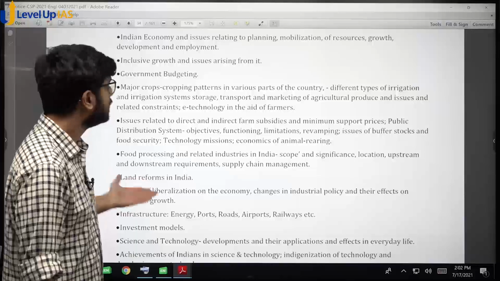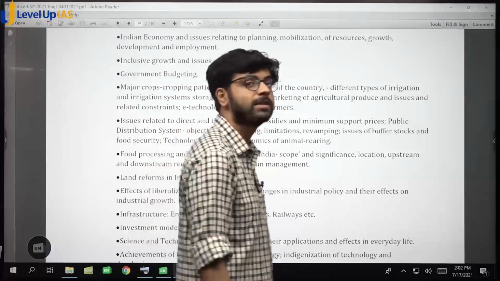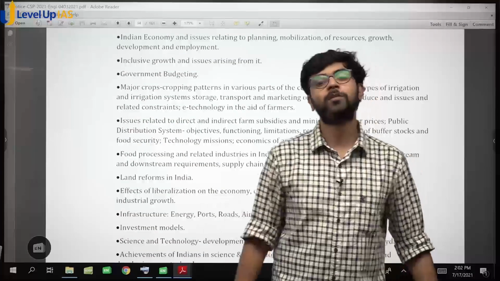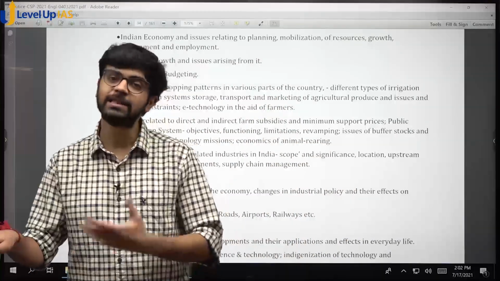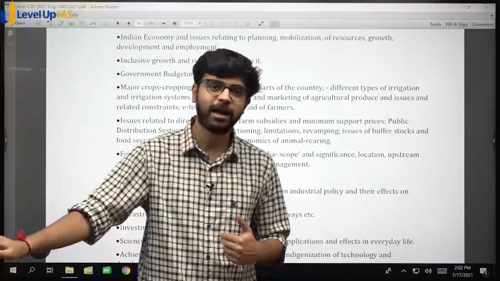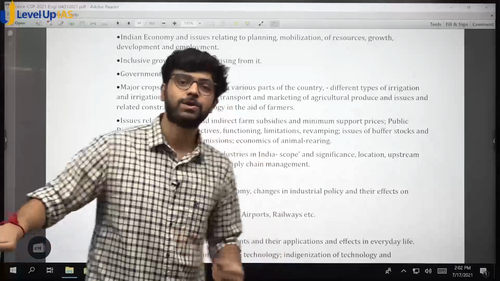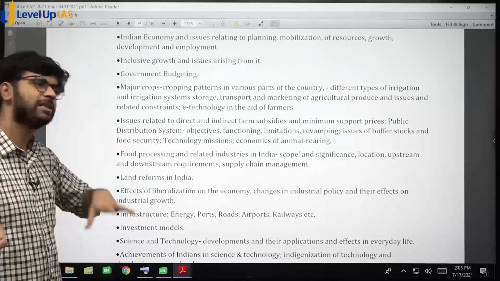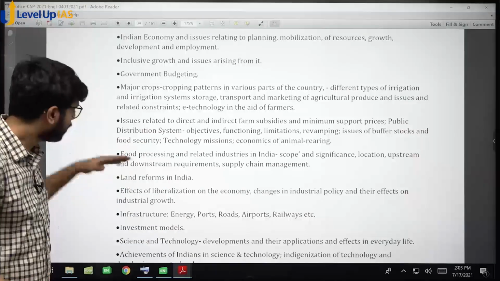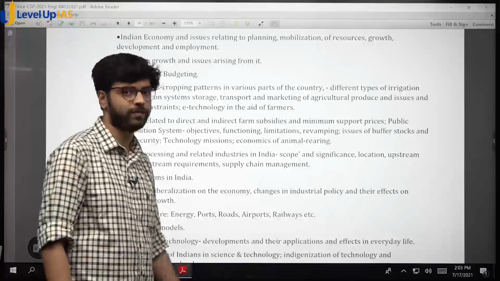Because this syllabus point traces its roots back to the Bhoodan movement, Gramdan movement. Then your land settlement systems, Ryotwari, Mahalwari, I am sure you must have heard in history. So all of that will come. We will not spend much time. In 5 minutes we will cover them because that is covered in detail in history. But contemporarily what happens in land reforms, we will do that.